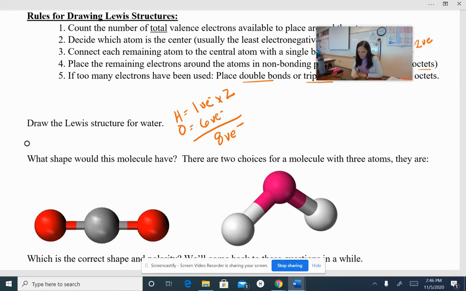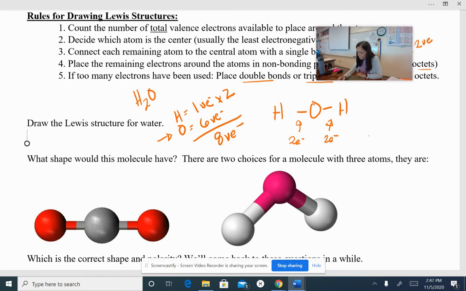The next thing I've got to decide is, in H2O, what's going to be in the center? I can't have hydrogen in the center, so the only thing that's available is oxygen. So I'm going to put oxygen in the center. Third step: I'm going to connect each remaining atom to the central atom with a single bond. So I've created a bond here and a bond here. This uses up 2 electrons, and this also uses up 2 electrons, so I've used 4 total electrons.